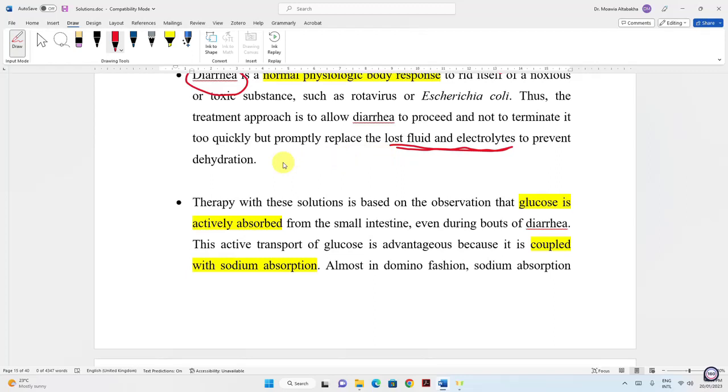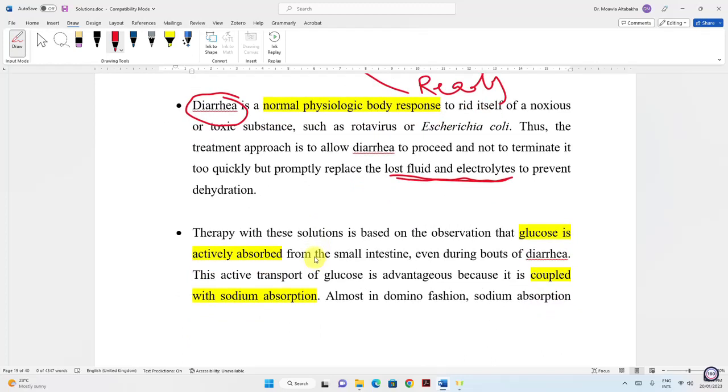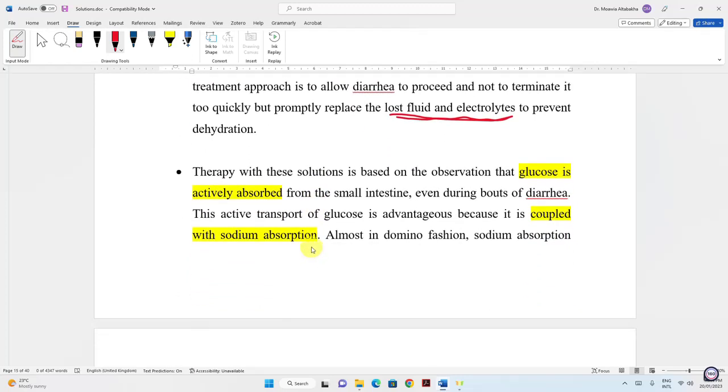In all ways, it's very important to replace the fluid and electrolyte, but it's more dangerous in infants. Okay, what is the basic concept behind oral rehydration solutions? Now, if you eat or drink anything, you expect that diarrhea will not allow anything to be absorbed. So how come this will be absorbed? How come the electrolytes will replace the lost fluid and electrolytes? Well, now I will explain this.